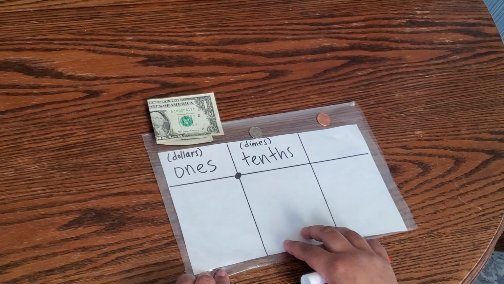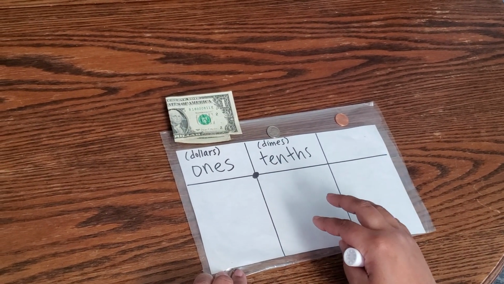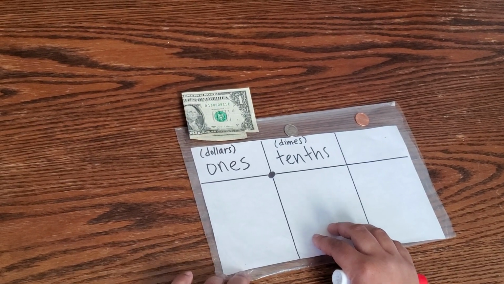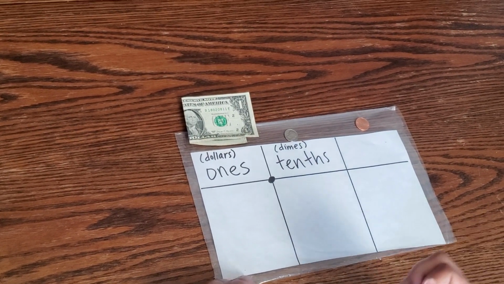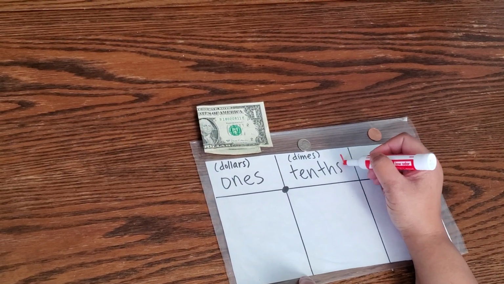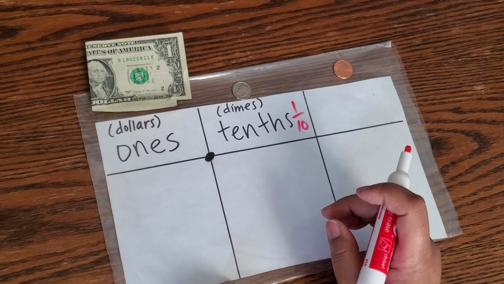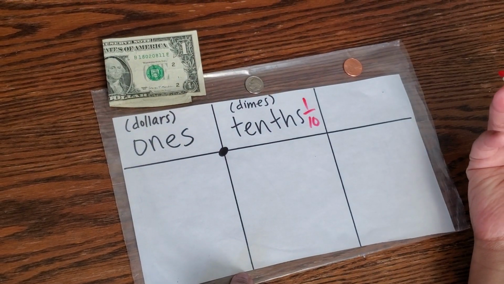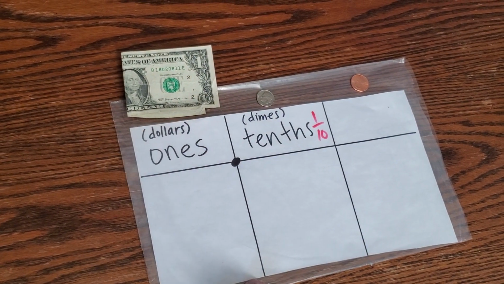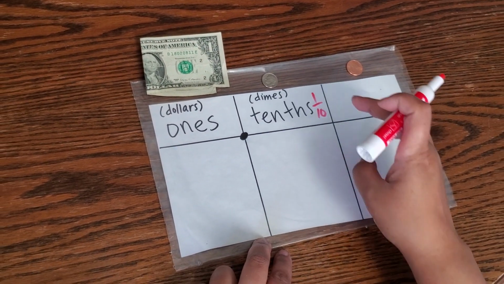Here is what we're going to focus on today. This is the tenths part of our place value chart. Tenths, not to be confused with tens, T-E-N-S, means 1/10 of a whole. If you wrote it in fraction terms, it would be 1/10, 1 out of 10. And that's what dimes are. Dimes are worth 10 cents, which is 1/10 of a dollar. So we're going to think about tenths in terms of dimes and 1/10.